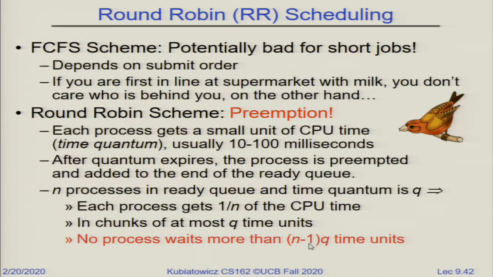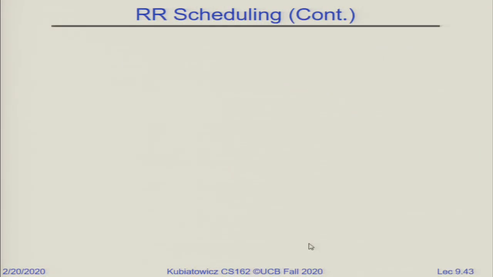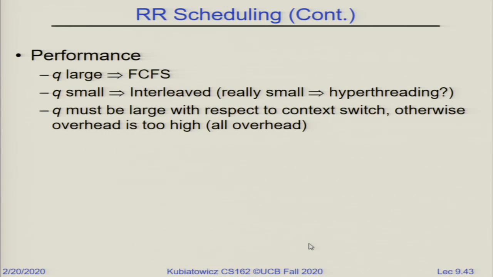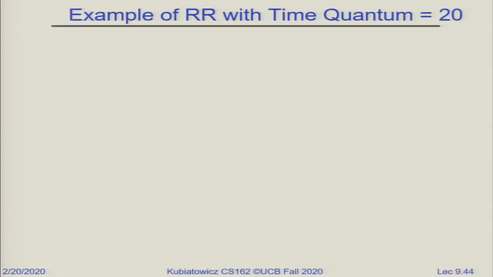Thrashing. All right. So, however, round robin is a pretty common possibility. What we can see here is that as Q gets larger, we kind of converge to FIFO, or first come, first serve. As Q is very small, we're interleaving. Maybe if you think of Q getting smaller than an instruction, we've got hyper-threading. I don't know, maybe. Q has got to be large with respect to context switch overhead. Otherwise, you're all overhead and you're wasting time, okay?